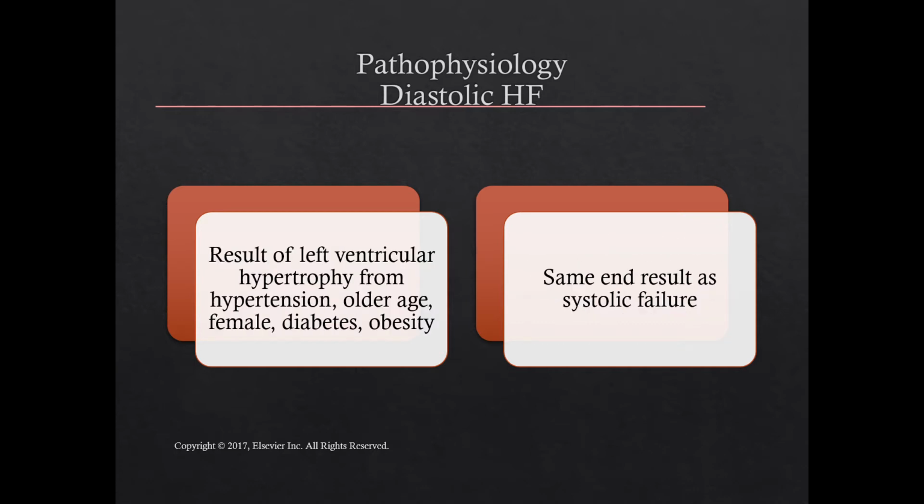So let's go back. So the result of the left ventricular hypertrophy, which is a compensatory mechanism where the heart starts to work harder, can happen again from a lot of the things we said can cause heart failure: hypertension, diabetes, obesity. And at the end, it's the same result as systolic. They may differentiate in the beginning when the patients have it. Hopefully, we can catch it at that point. But at the end, it's the same problem.